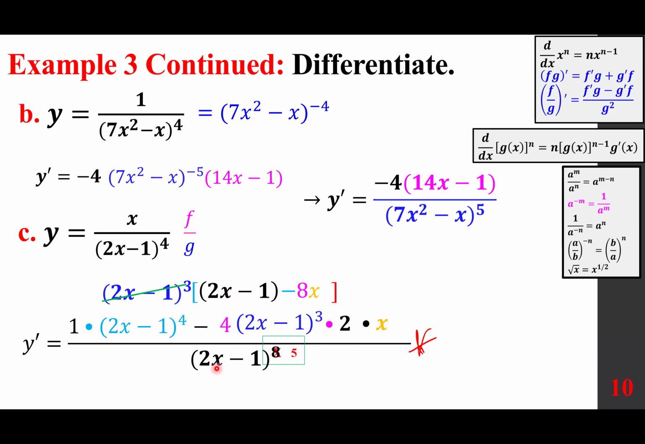So the denominator is 2x minus 1 to the power of 5. What is the numerator? 2x and minus 8x. They add up to negative 6x minus 1. And the final answer, y prime, is minus 6x minus 1 over 2x minus 1 to the power of 5. Fairly simple.